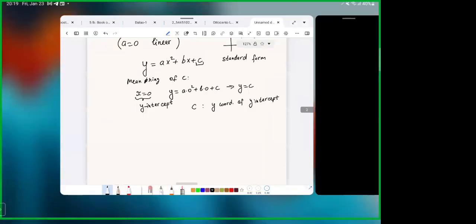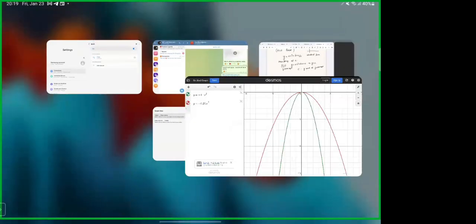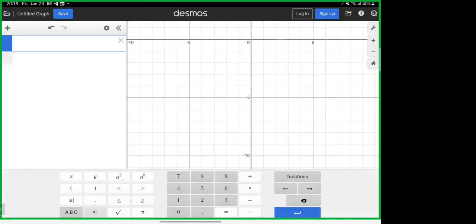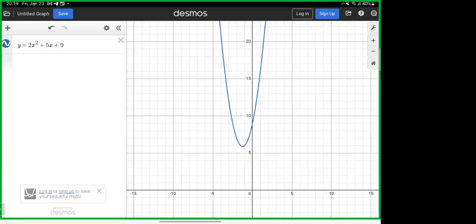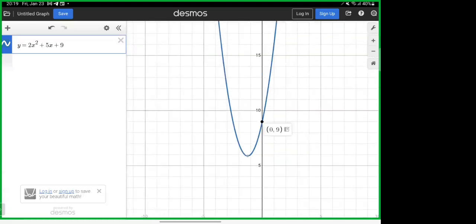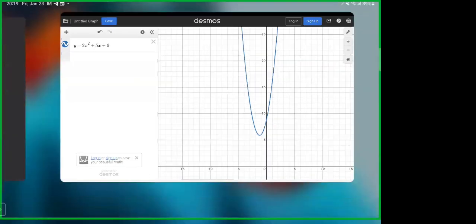Let's draw it with Desmos. So y equals, let's say, 2x squared plus 5x plus 9. Pay attention, here this is 9. That's why let's pay attention to the y-intercept of this. You can see the y-intercept of this graph is 9. Also pay attention, here the coefficient 2 is greater than 0. So it is an upward parabola, like this.